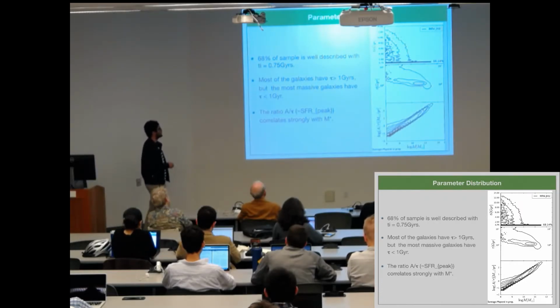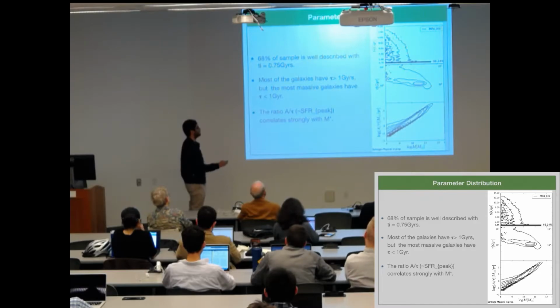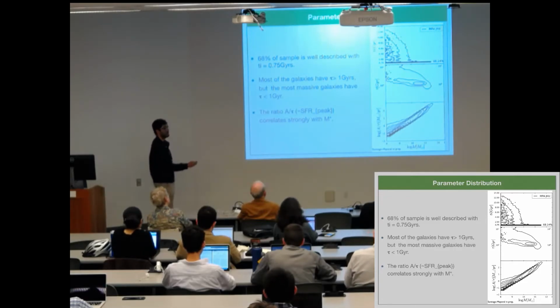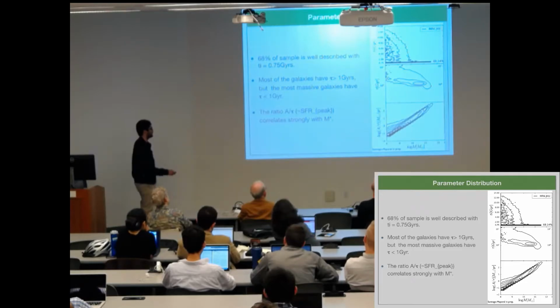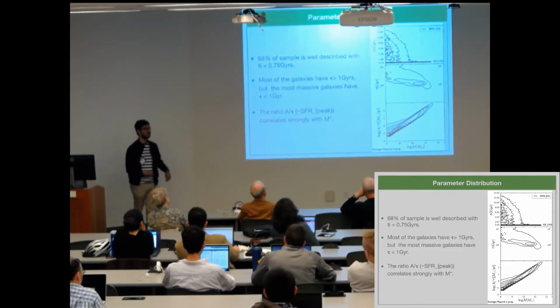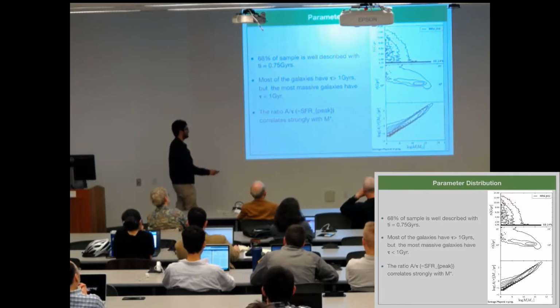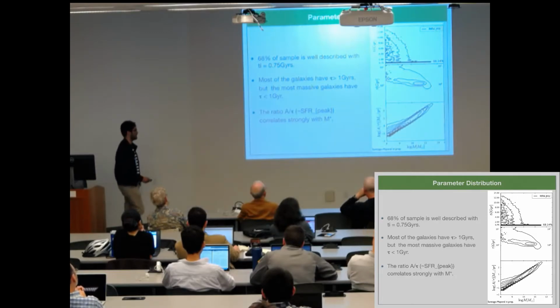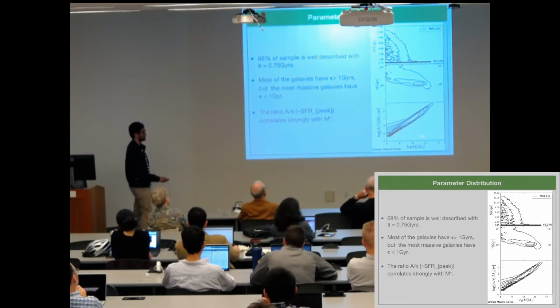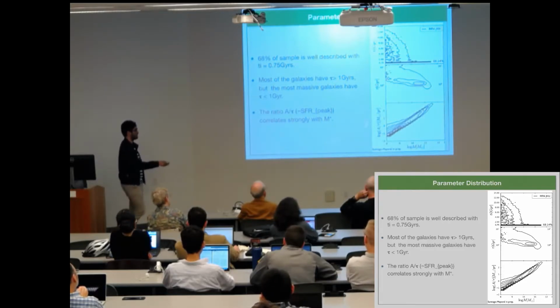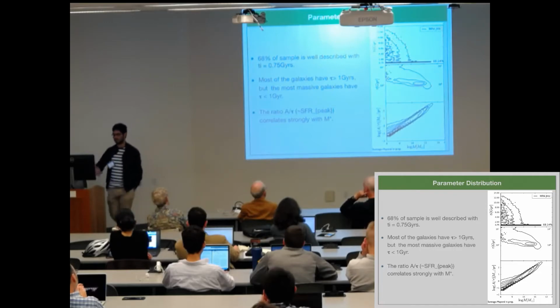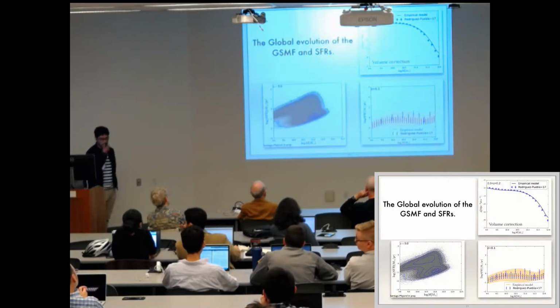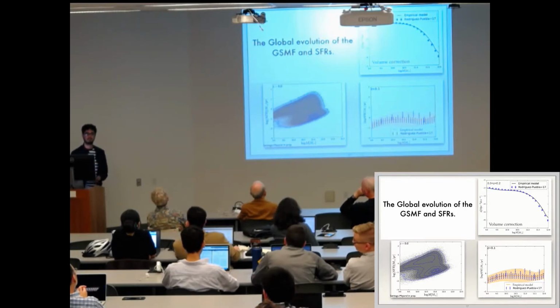Here is the parameter distribution that we got from the model. This is the birth time of the galaxies. Most of the galaxies have our initial birth time, 0.75 gigayears. But we also find very young galaxies, like they were born yesterday, basically. This is the distribution of the tau parameters, which is basically the width of the tau delayed model. And this is proportional to the peak of the star formation history of the galaxy. So, for example, most of the most massive galaxies have a peak in the star formation history around 100 to 1,000 solar masses per year.